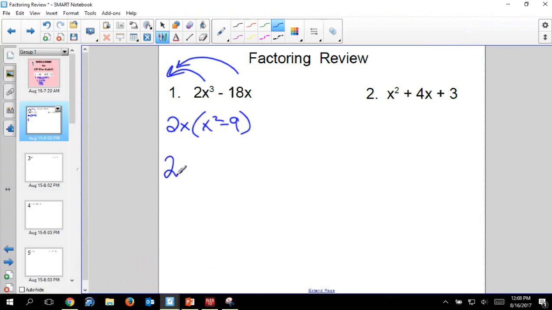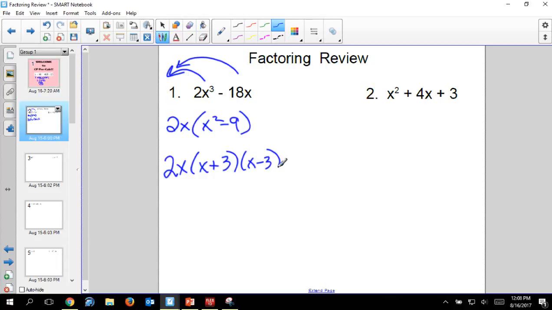So we'll have 2x, bring that down. And then we're going to factor x squared minus 9 to x plus 3 and x minus 3. Remember doing difference of squares last year? That's everybody's favorite. Okay. It says to go back to start with each factor.